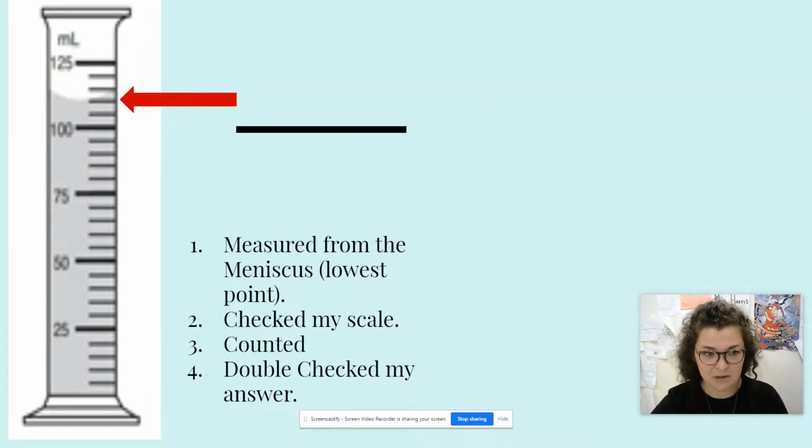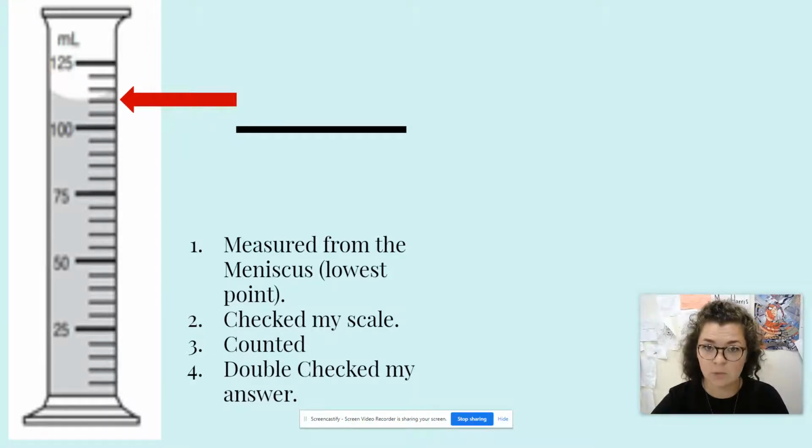Okay, so you should have gotten 110 milliliters, because if we got 100, the scale is by 5, because to get to 100 to 125, with that many dashes, we have to count by 5s. So we've got 100, 105, 110 is where that meniscus hits. And then you can see 115, 120, 125 will get us to the next one, okay? So your answer should have been 110 milliliters.